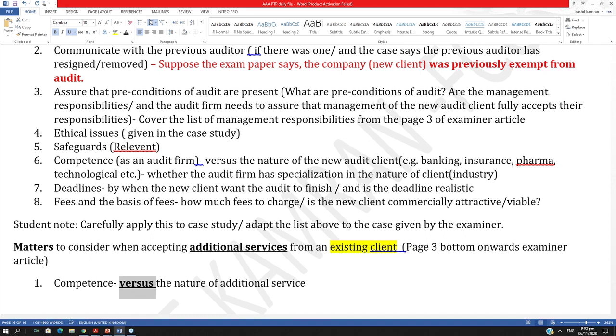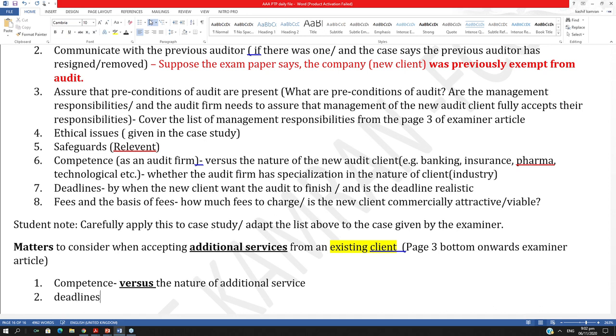Which service does the client want from you? Do they want a forensic service, a due diligence service, a review of prospective financial information, a review of internal control, a payroll service, or a tech service? So competence versus the nature of the additional service, and does the audit firm have competence in that service or not? The audit firm needs to ask themselves whether they have competence in that particular service, to say yes or no. So that is the first point.